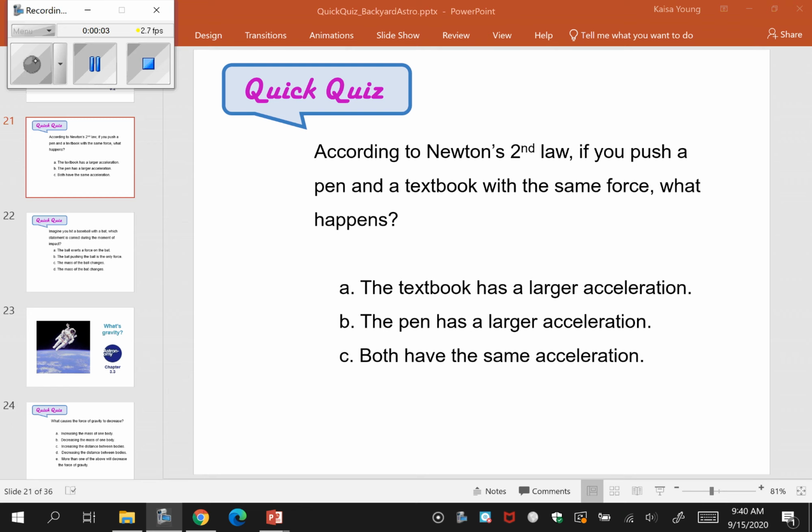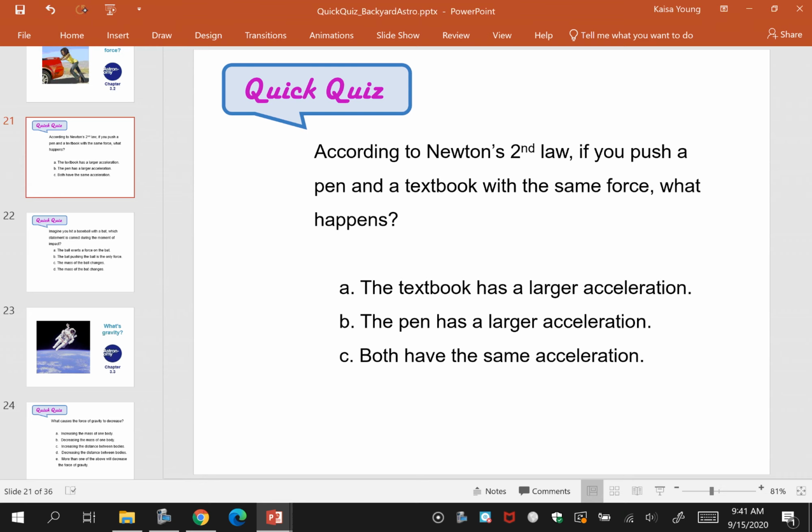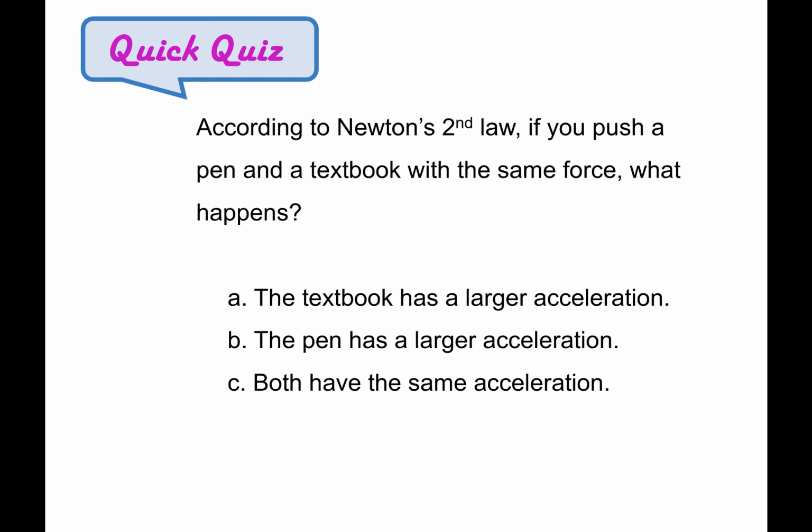Hello again. Today we're going to be looking at gravity. What is gravity? But before we get into that, let's remind ourselves what we did last time with this quick quiz on Newton's second law. We went over all of Newton's three laws.